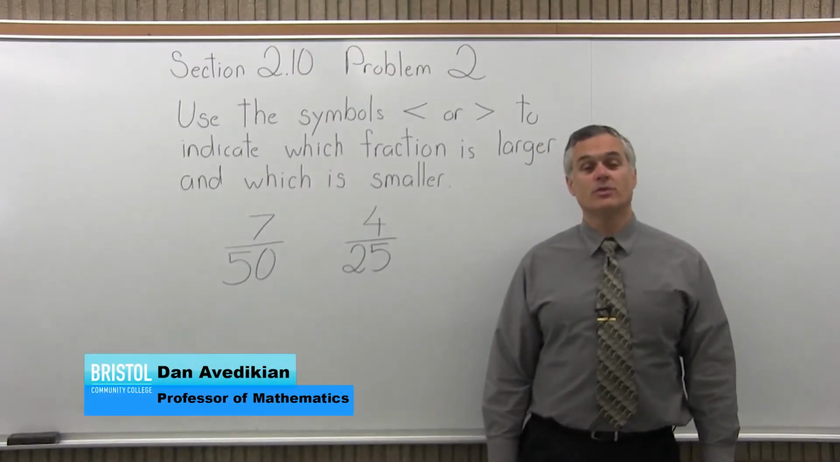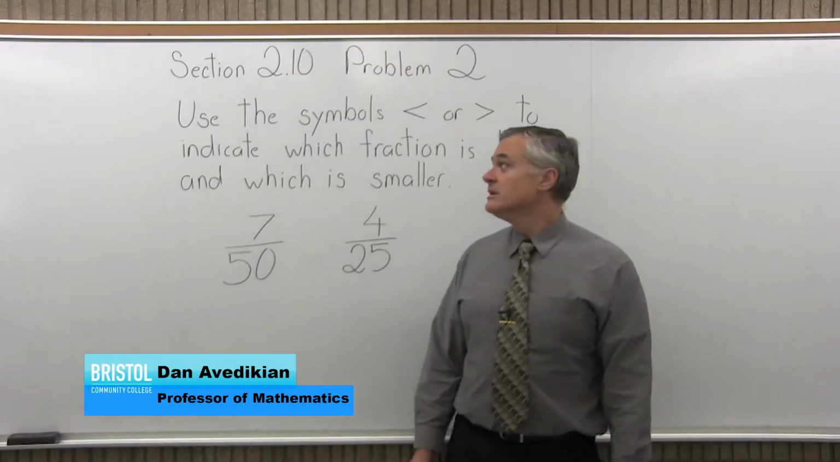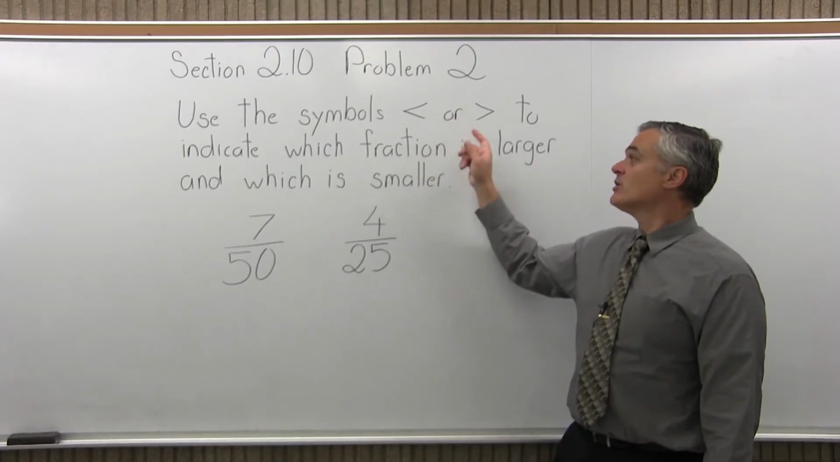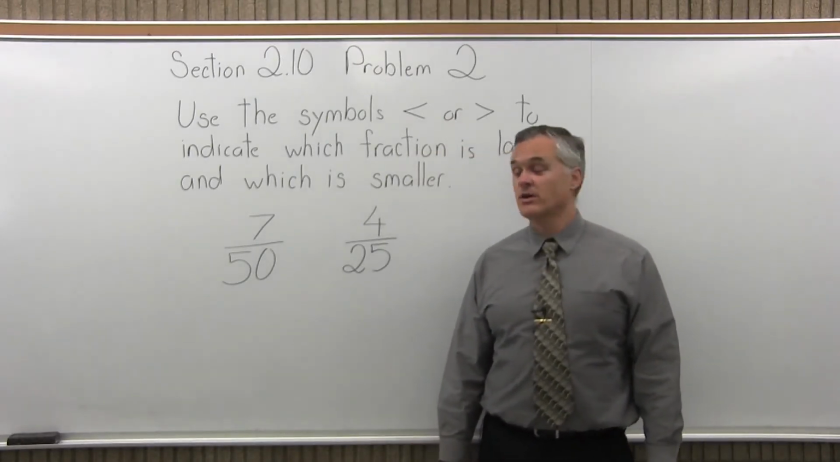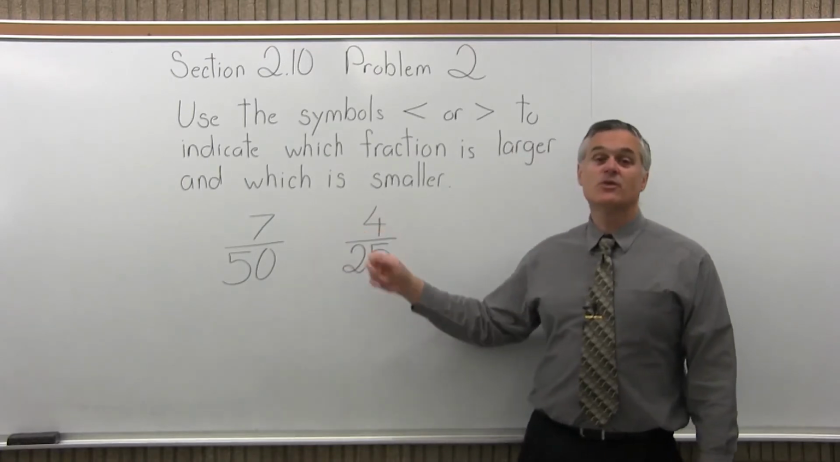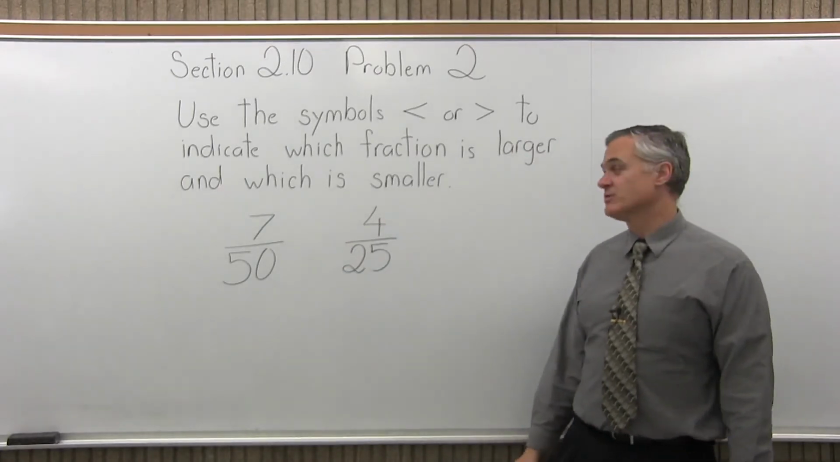This is Section 2.10, Problem 2. It says use the symbols less than or greater than to indicate which fraction is larger and which fraction is smaller. And we have 7/50ths and 4/25ths. Which one is larger, which one is smaller?